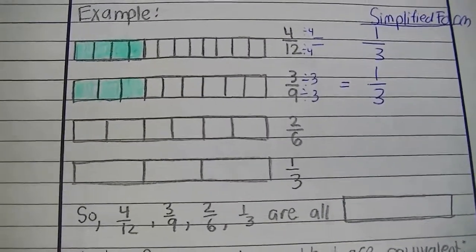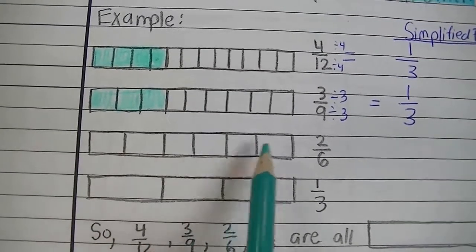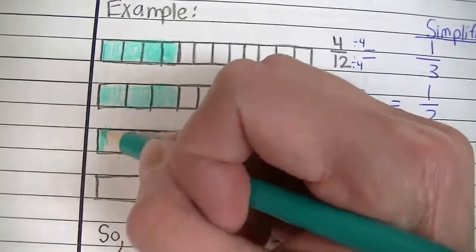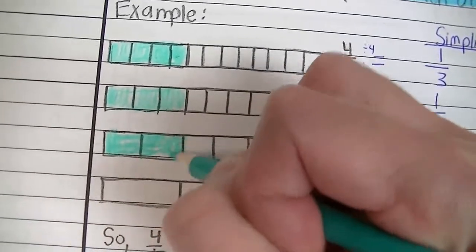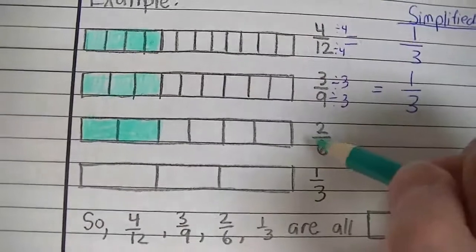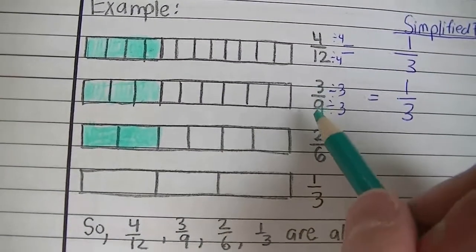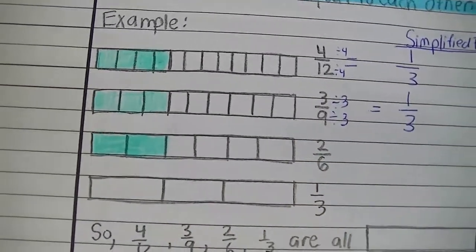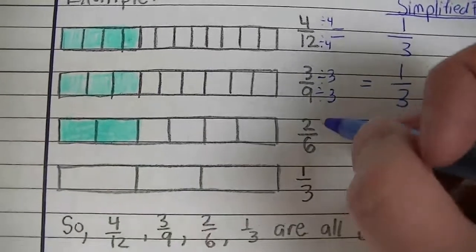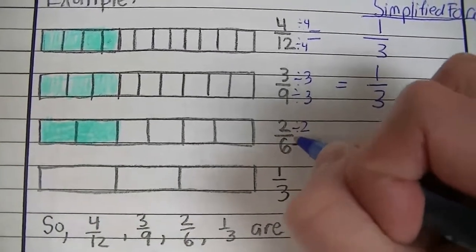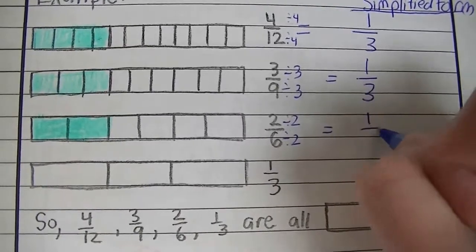Okay, let's go ahead and represent 2/6. There's 1, 2, 3, 4, 5, 6 pieces here. 2/6 of that looks like that. See how it's the exact same size? So 2/6 is also equal to 3/9, which is also equal to 4/12, and they all simplify down to the same exact fraction. Let's simplify it down, and we get 1/3, okay?